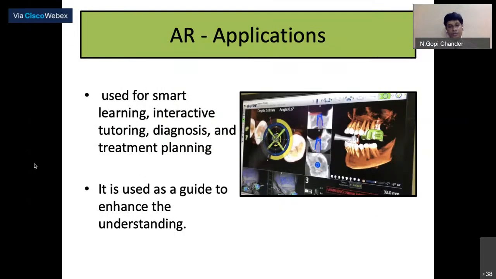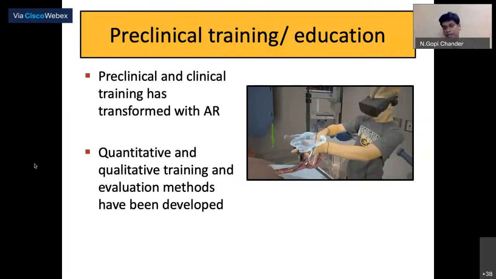So for now, it's used for smart learning in dentistry. It gives interactive tutoring and helps in diagnosis and treatment planning of various diseases, and of course is widely used for various disciplines. Mostly it is used as a guide to help you understand the subjects, especially at the preclinical levels. So preclinical training in education is a fundamental practical application of augmented reality in dentistry.